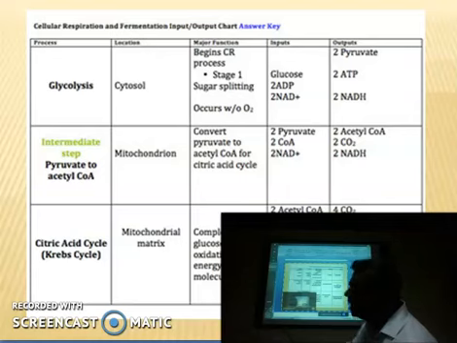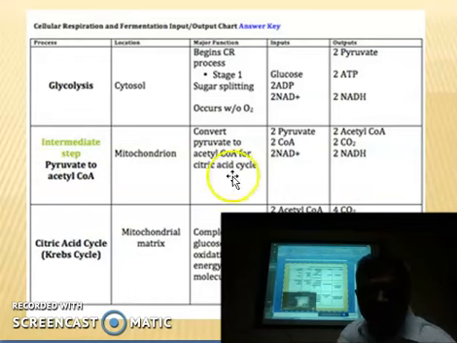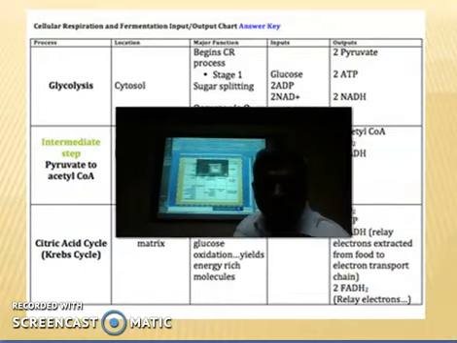Okay. Similarly, in the conversion of pyruvate to acetyl-CoA in the mitochondrial matrix for the citric acid cycle, the input required is 2 pyruvate, 2 CoA and 2 NAD. The output is 2 acetyl-CoA, 2 CO2 and 2 NADH. This is the reaction showing what is input and what is output.